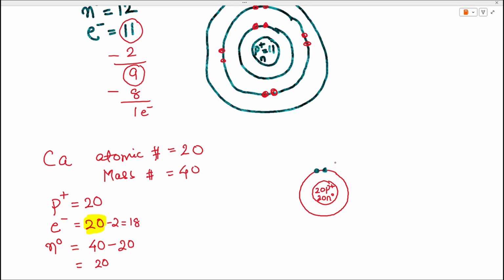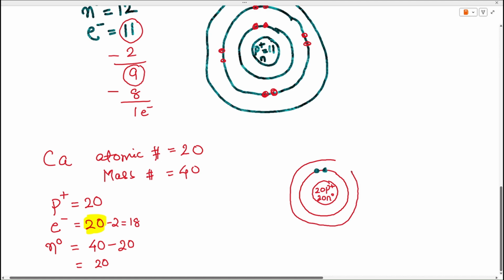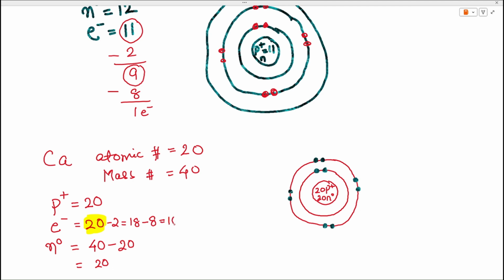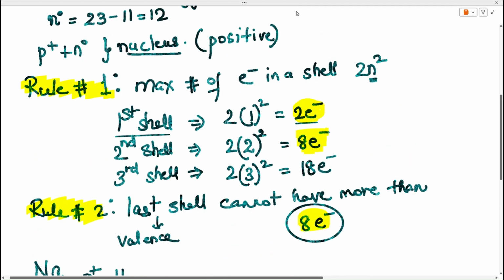So I have to make the second shell. And now this second shell, we again know that it can hold a maximum of 8 electrons. So let us draw the 8 electrons in it. 1, 2, 3, 4, 5, 6, 7, and 8. So from 18, we have drawn 8 more electrons in the second shell, and we are left with 10 more. Let us draw the third shell. We'll go back to check how many electrons the second shell can hold. So third shell. So the third shell can hold a maximum of 18.